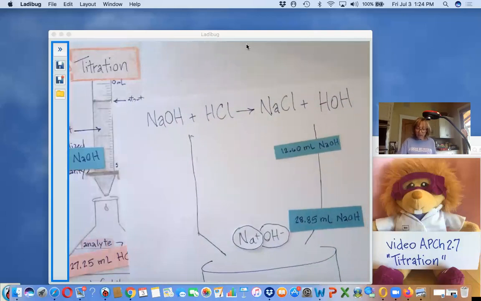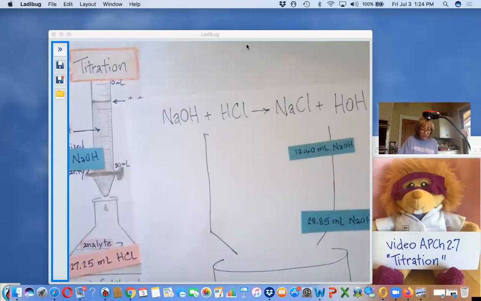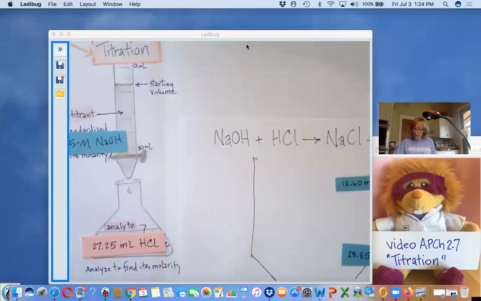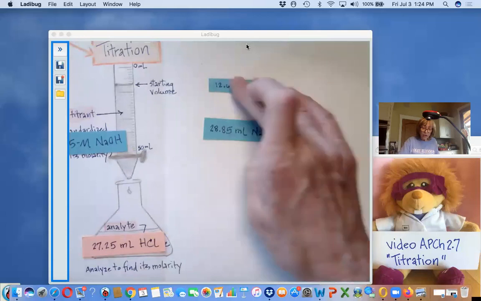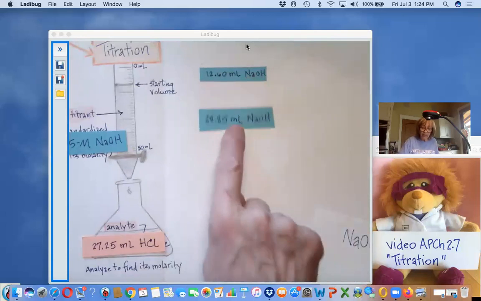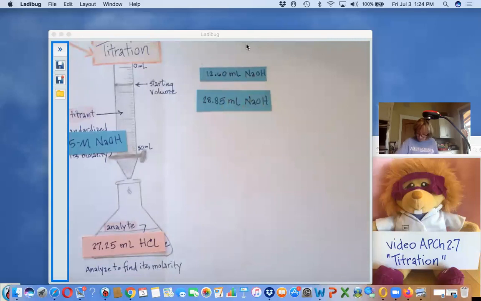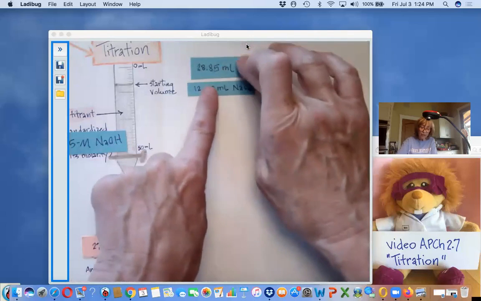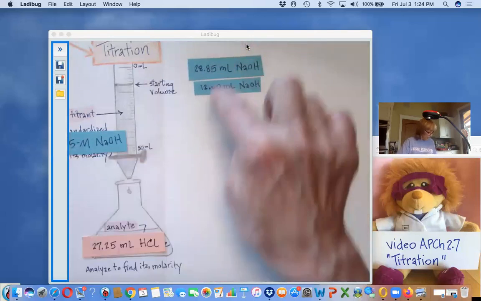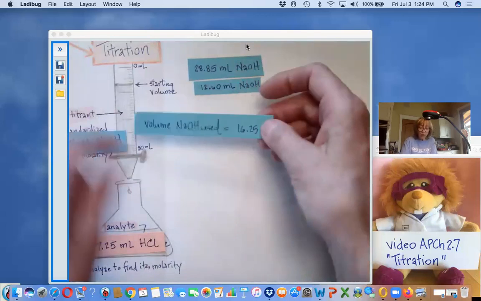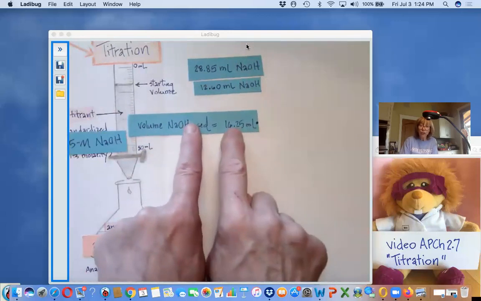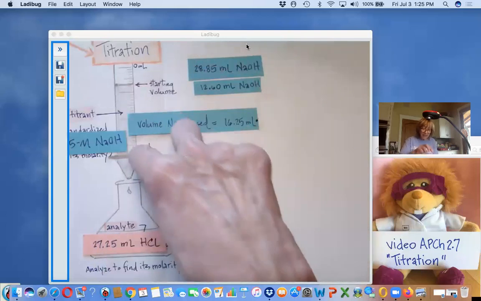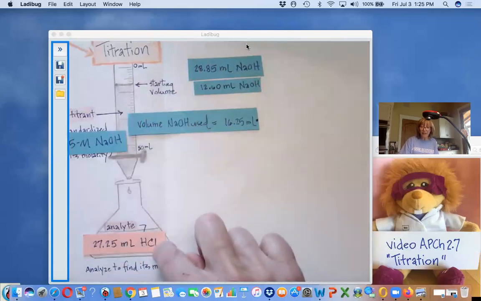All right, so now let's talk about how we use all of this data to analyze the molarity of the HCl. Okay, so first of all, our starting volume of sodium hydroxide and our ending volume of sodium hydroxide. The difference between those two numbers, and I'm just going to put the big one on top for ease of subtracting, is the volume of sodium hydroxide that I used. Okay, this is how much of the titrant was needed to completely react with the HCl.